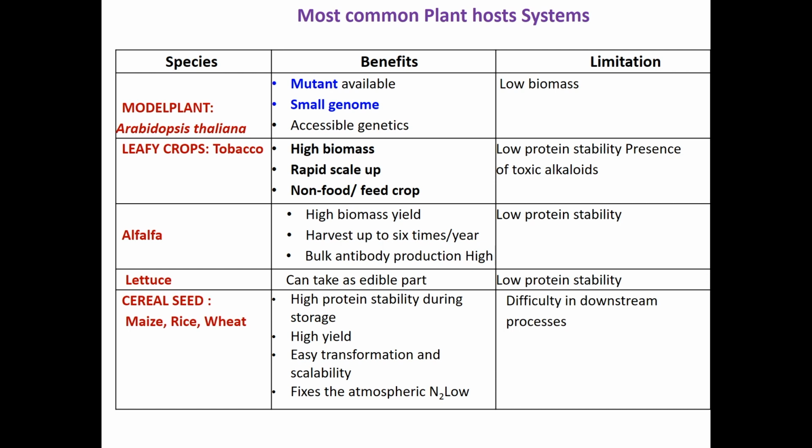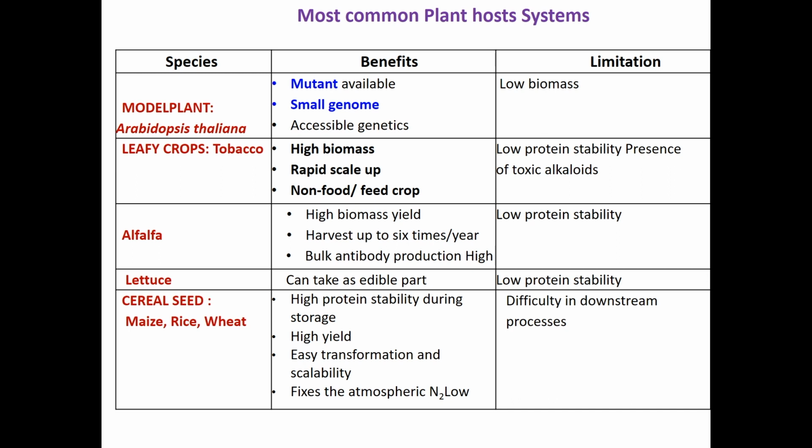So that is one of the limitations. And then leafy crops like tobacco give a very big leaf, so that is a high biomass, and then we can scale up rapidly. And this is a non-food crop, it's a feed crop. The limitation with tobacco is low protein stability and the presence of toxic alkaloids in the plant system.